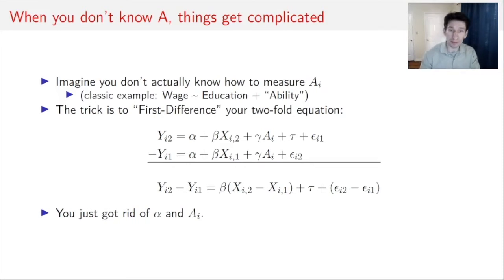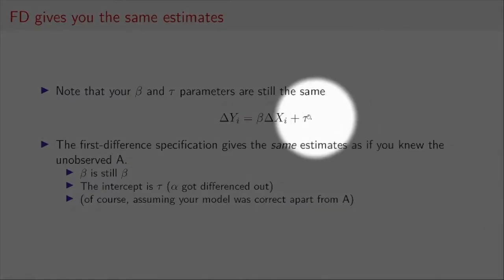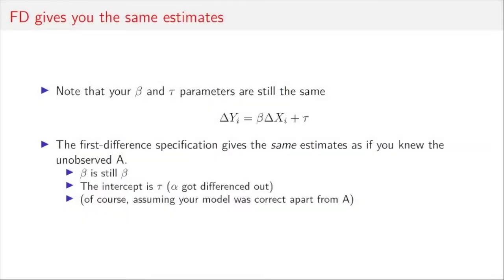ability, for instance. Now, an important thing to note is that the beta parameter and the tau parameter that you're estimating are still exactly the same as in your first equation, meaning you are estimating them as if you knew the unobserved a, even though you actually don't. So beta is still beta, and now tau is just the intercept of your first difference equation, right? There's no alpha here, the alpha dropped out. Of course, all of this is assuming that your model was correct apart from a. You still need to get the correct x's in there.